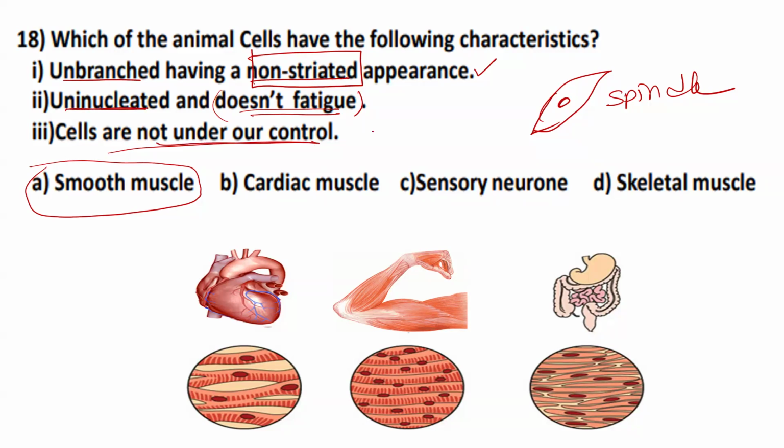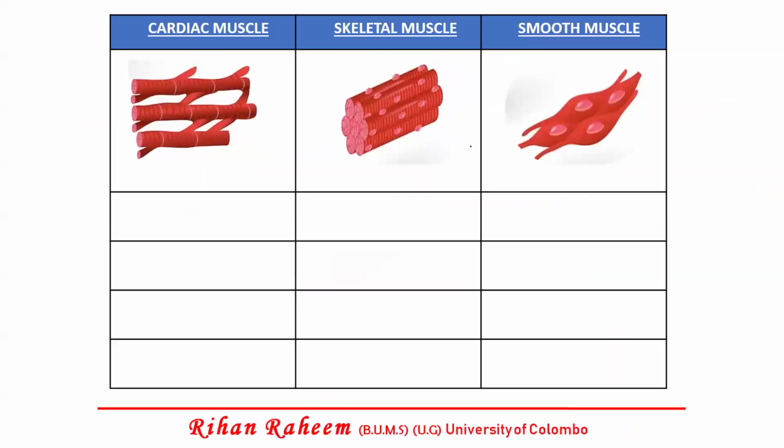All those are pointing towards whom? Spindle shaped muscle cells. Who are they? Smooth muscles. Yeah, cells not under our control means involuntary. We can't control those muscles. Hope you all are clear.